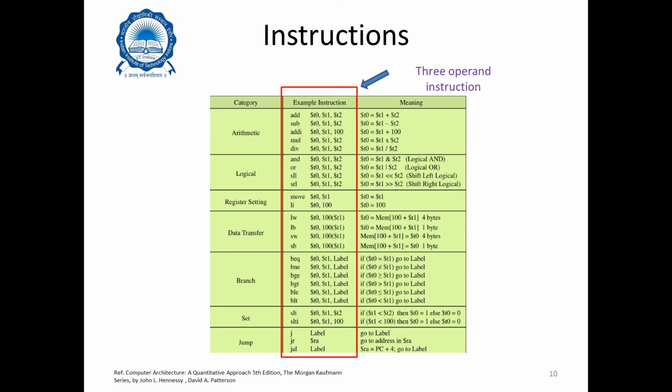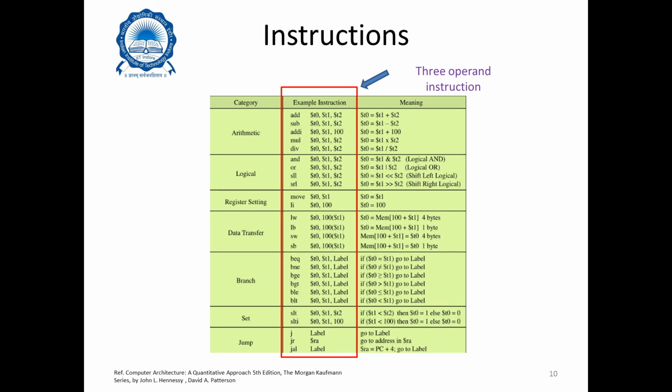BGE is branch on greater than or equal. That is, if the content of $T0 is greater than or equal to the content of $T1, then we'll go to the label. BGT stands for branch on greater than, which is if the content of $T0 is greater than the content of $T1, then we go to the label. BLE stands for branch on less than or equal, which is if the content of $T0 is less than or equal to the content of $T1, then we go to the label. BLT stands for branch on less than, that is if the value of $T0 is less than the value of $T1, then we go to the label.